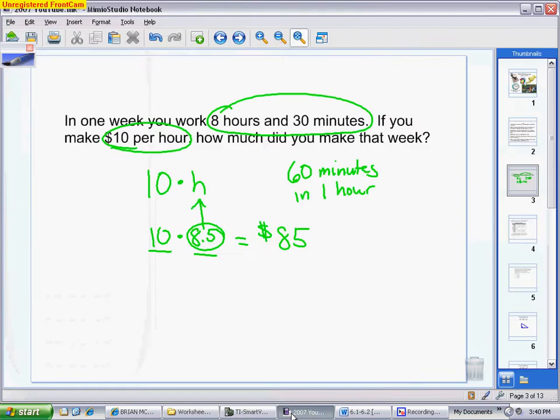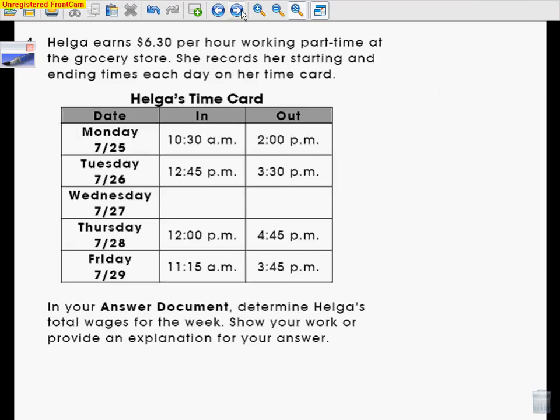Okay, all right, so let's go ahead and go into an actual problem. Number 4, Helga earns $6.30 per hour working part-time at the grocery store. She records her starting and ending times each day on her time card. In your answer document, determine Helga's total wages for the week. Show your work or provide an explanation for your answer.